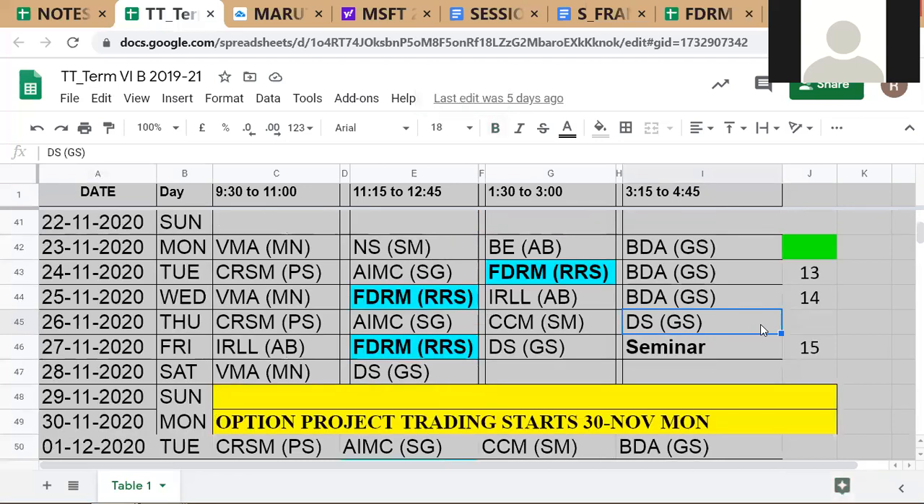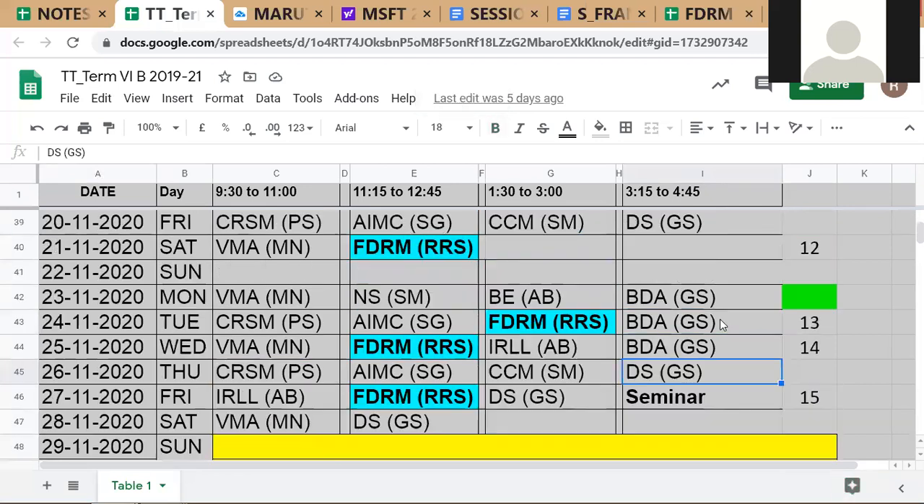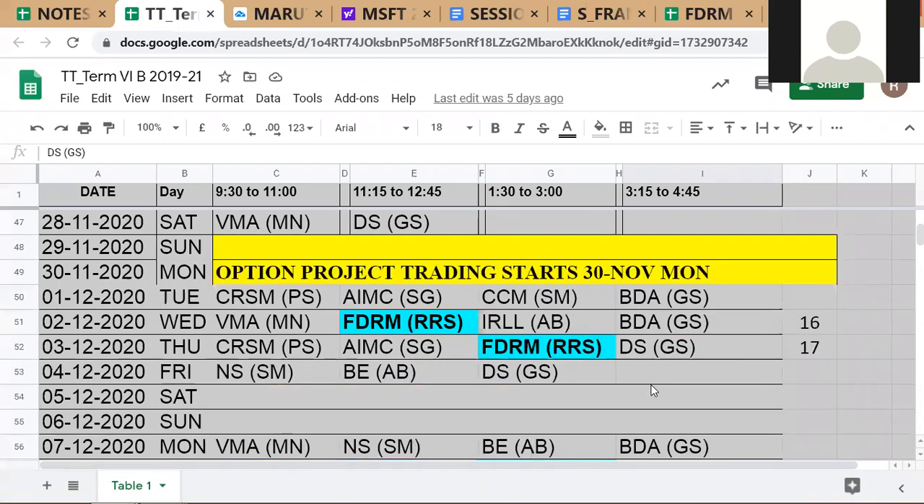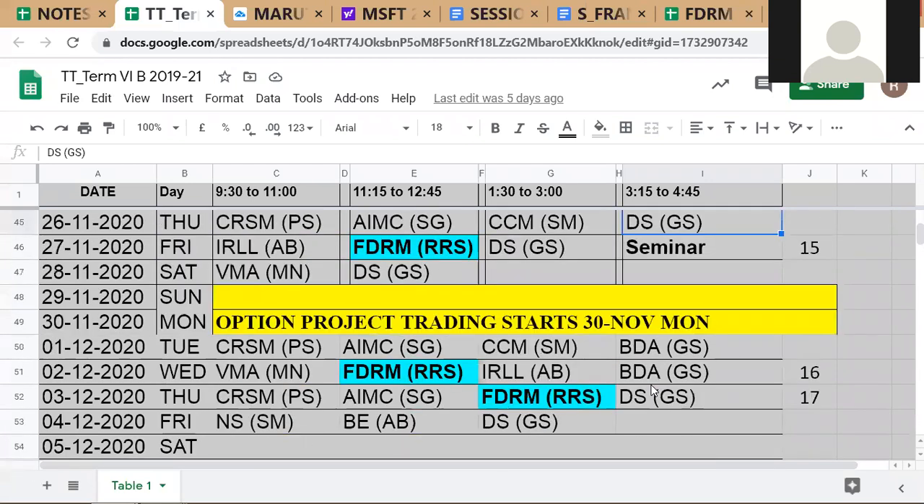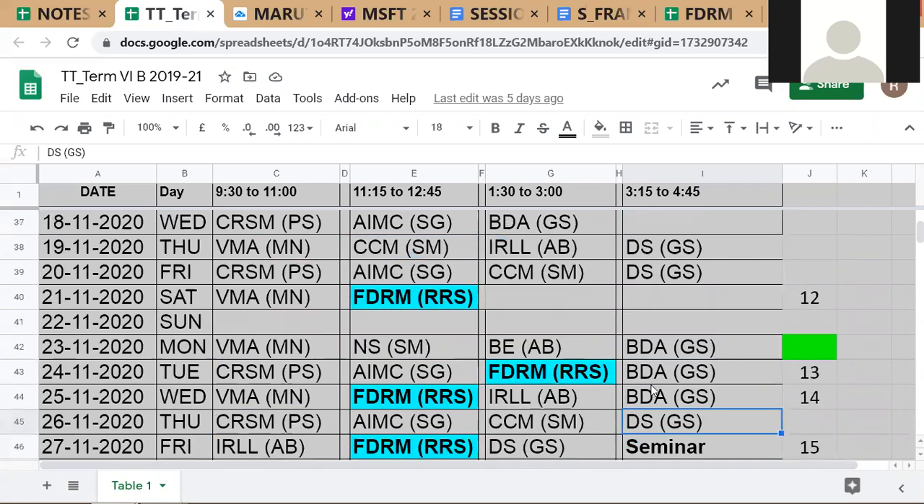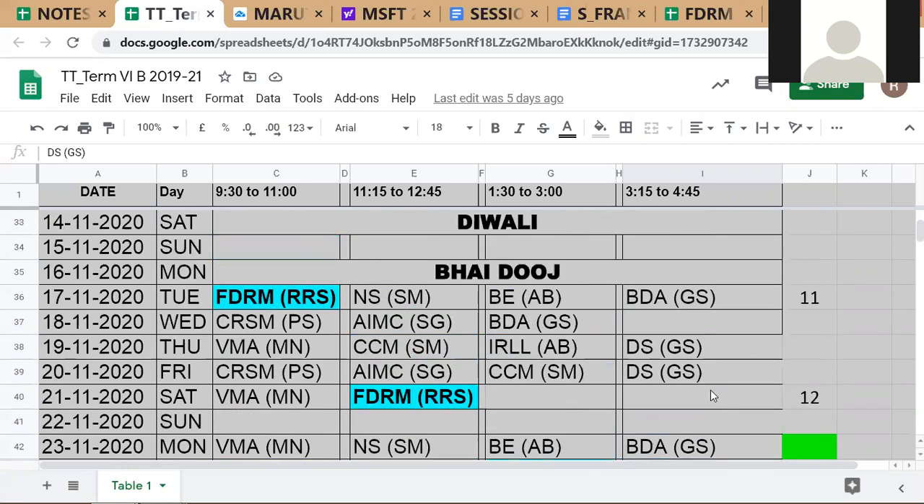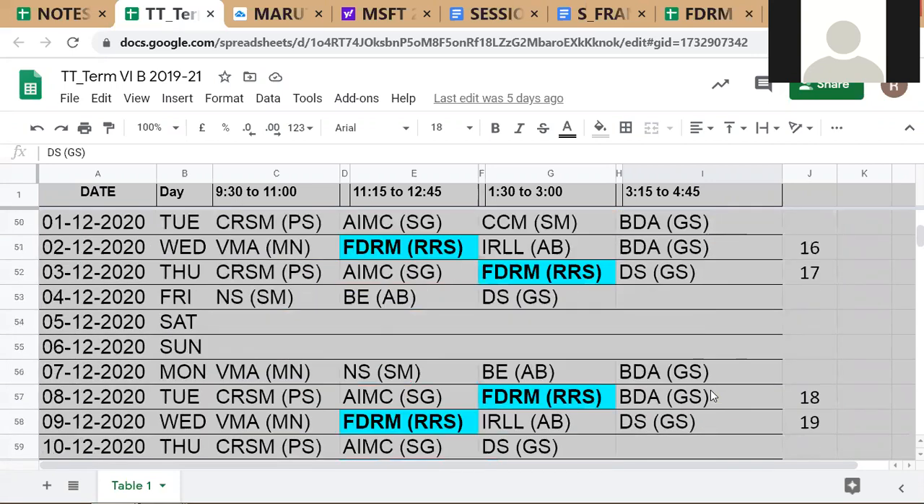So I have given today's date. What is today? It's 21st, and the start is 30th November, so you have a little bit of time. It starts from 30th November and it ends. Yes, Sachin, what is the question? Nothing, sir, I am just telling that we are starting from 30th. Yeah, we're starting from 30th. I don't know why I had put this green here. Anyway, never mind.